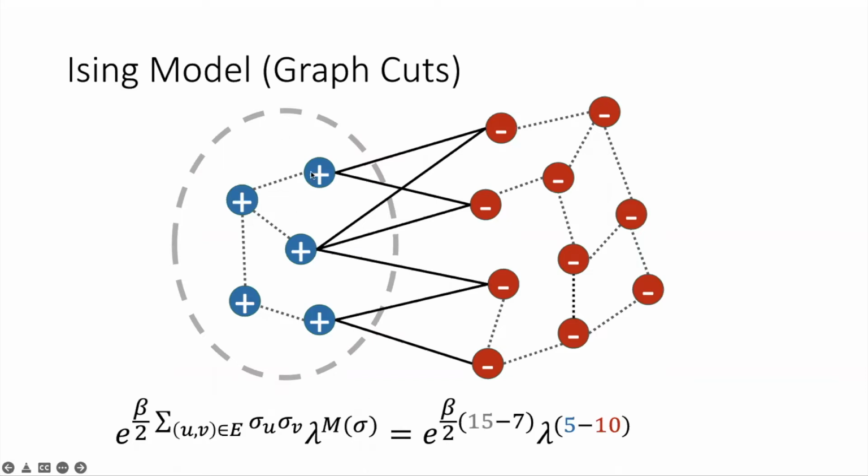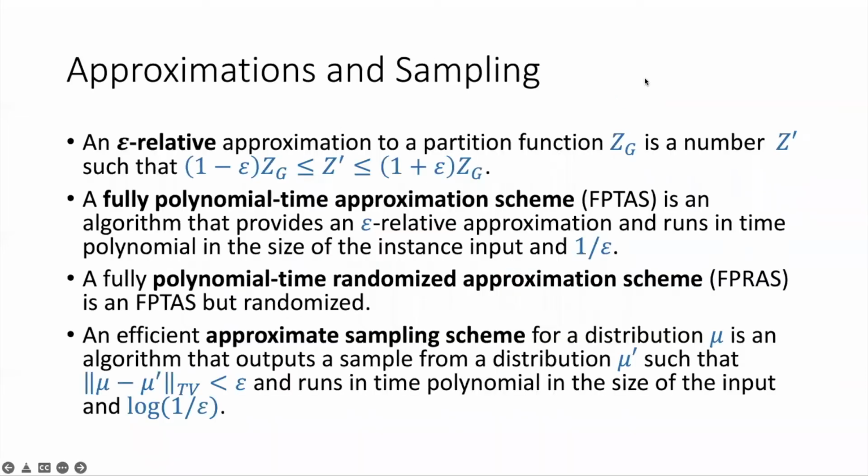Likewise, there are going to be, let's see, 1, 2, 3, 4, 5 blue vertices, 5 vertices which we're going to assign to +1, and there are 10 vertices which are assigned to a -1, so the magnetization is going to be -5. So we know that in our model, we will sample this graph cut, this vector of plus minus assignments, with probability proportional to e to the beta over 2 times 8 times lambda to the -5.